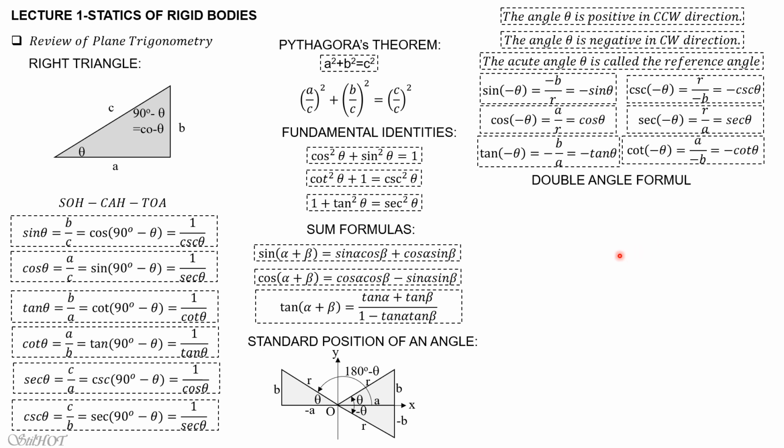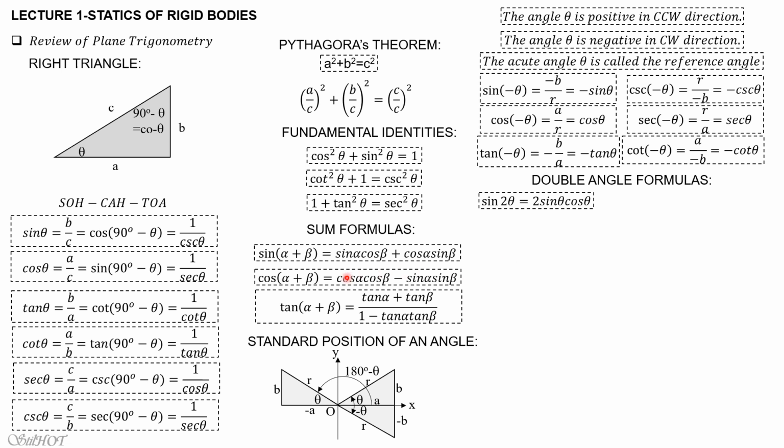Next is the double angle formulas. So here, if we replace alpha and beta by theta, the angle is doubled. So theta plus theta, this is sine 2 theta. Then we have sine theta cosine theta plus cosine theta sine theta. These are like terms. Therefore, sine 2 theta is equal to 2 sine theta cosine theta.